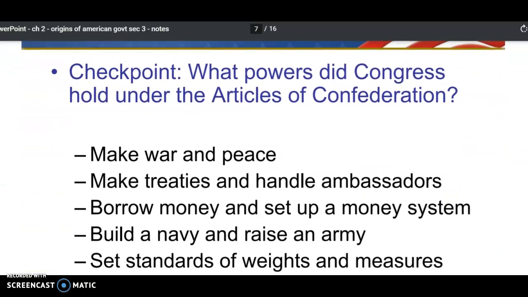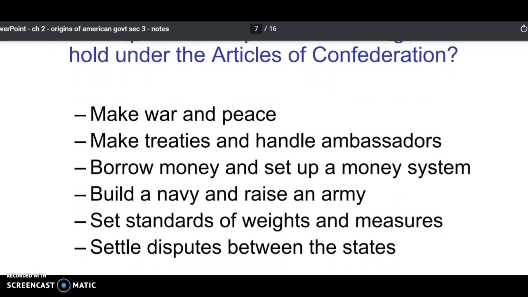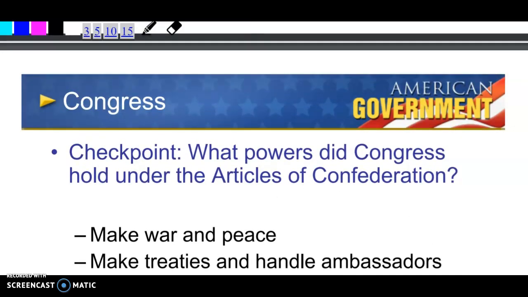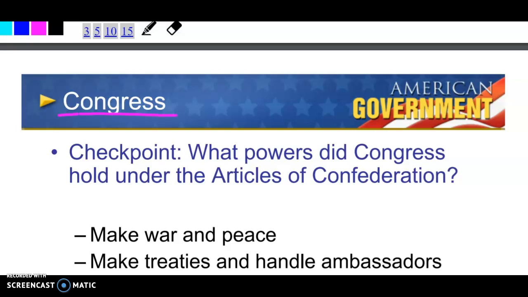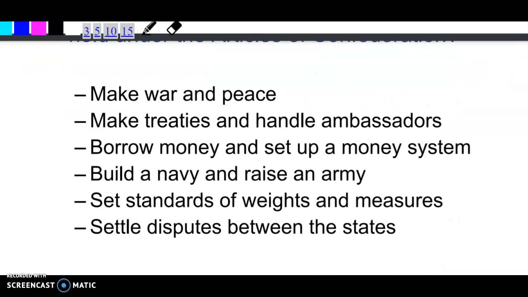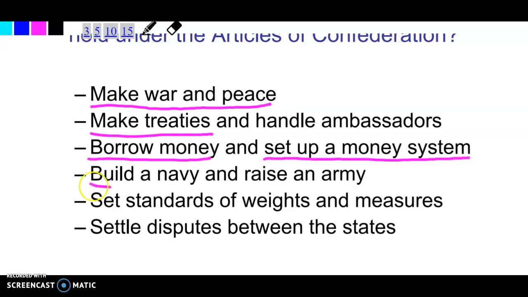So at this point, what powers did Congress hold under the Articles of Confederation? What could they do? So your next heading is Congress. What could Congress do during this time? Well, there were a few things they could do. They could make war, and they could make peace. They could make treaties and handle ambassadors. They could borrow money, and they could set up a money system. They could build a navy. They could raise an army.